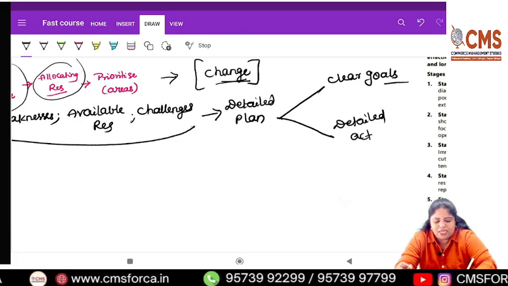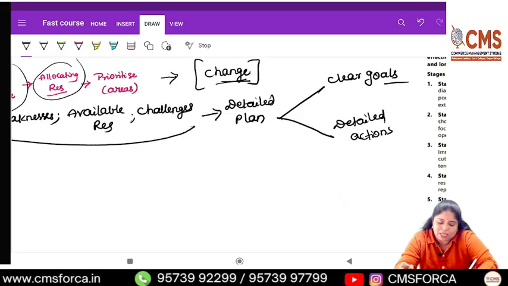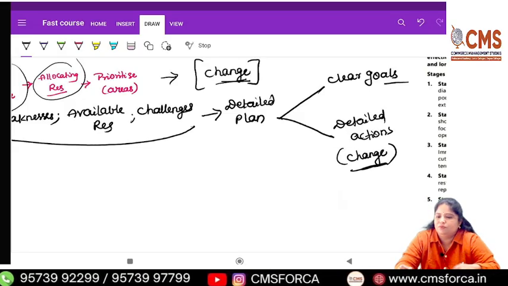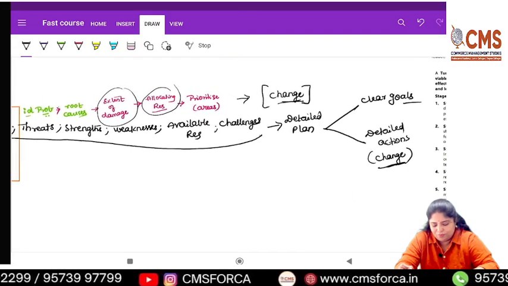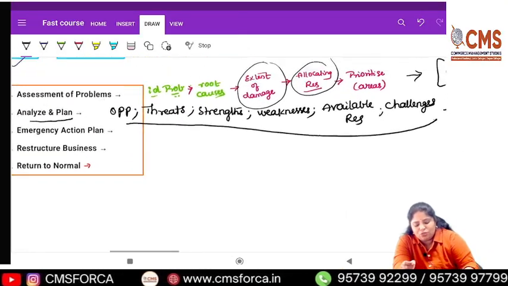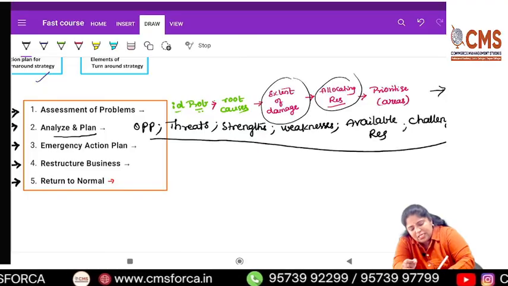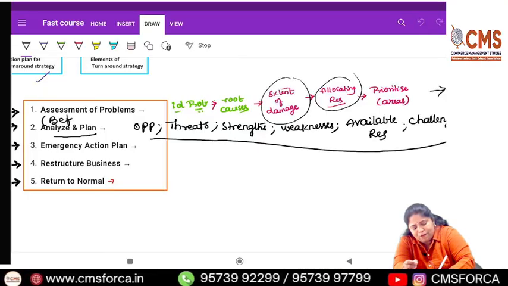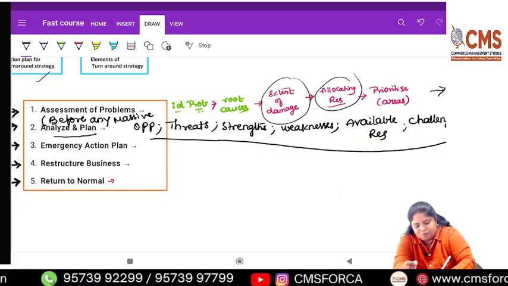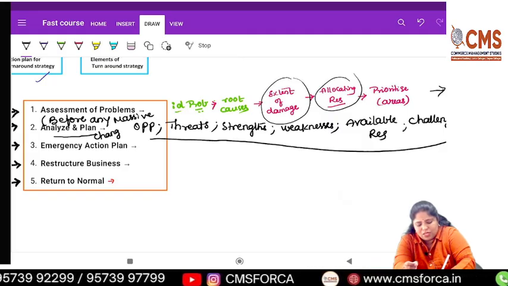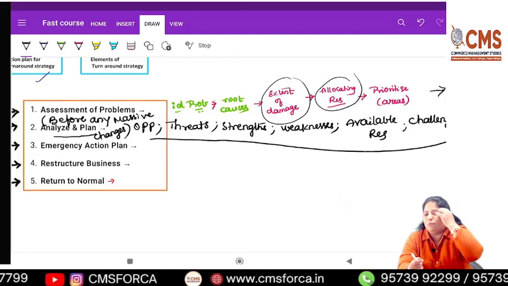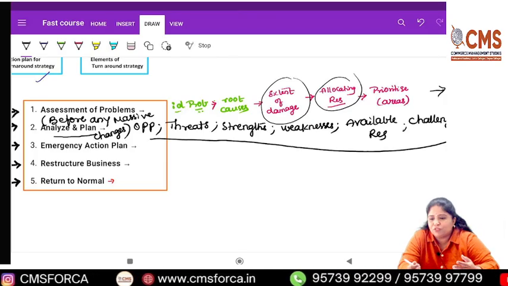Now, what are these detailed actions to be taken? Maybe as a major action, I am going to bring in some change. Now my question is, when do you take up this analysis? This analysis becomes a must before any massive changes. So, do not just blindly jump and change because you have a problem and you need to find a solution for the problem.